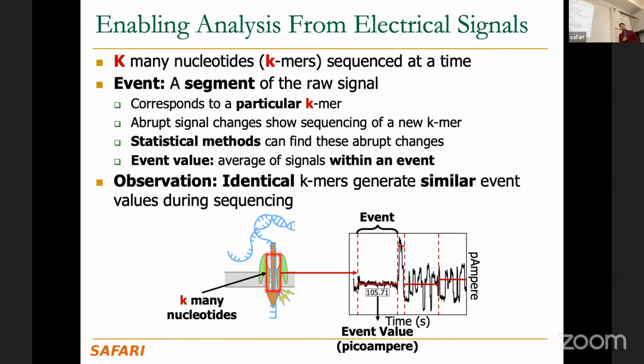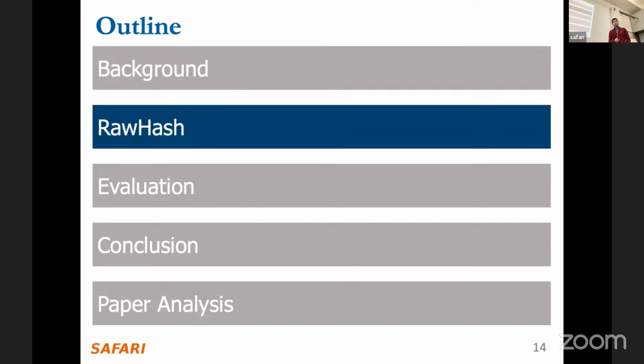But there is one key observation that you should keep in mind: we observe that identical K-mers generate similar event values, or similar signals, during sequencing. This is one key observation that is very helpful for RawHash.